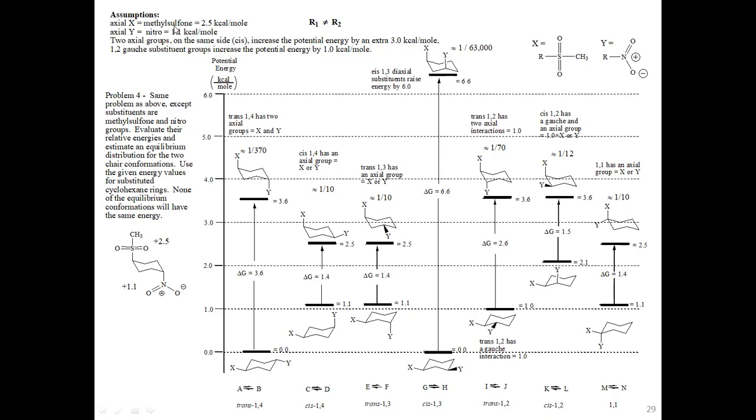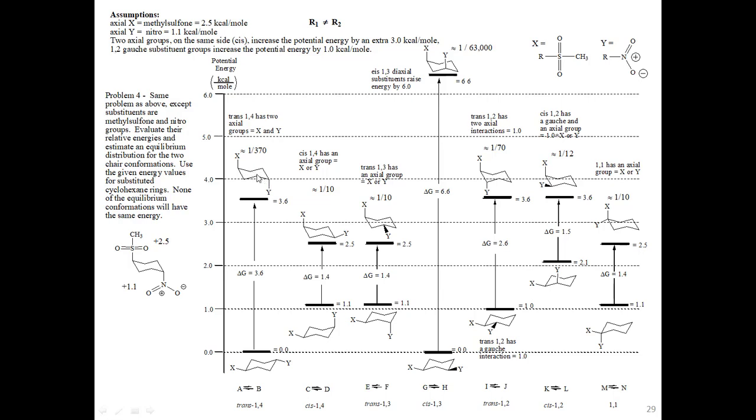So I'm telling you the methyl sulfone has an axial energy of 2.5, and the axial nitro has an axial energy of 1.1. So in every single possible name, both of these groups are going to be axial at some point. So let's just go across here. Here I have 1,4, and you can see these are trans. So I might tell you that the two substituents are trans. I drew that over here so that you could see that. Okay, so that would be here. So the axial sulfone would be plus 2.5, and the axial nitro would be 1.1, and I would add those together, and I would get 3.6 for the energy of this conformation.